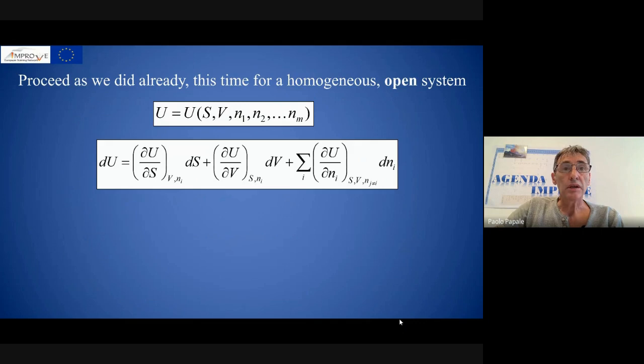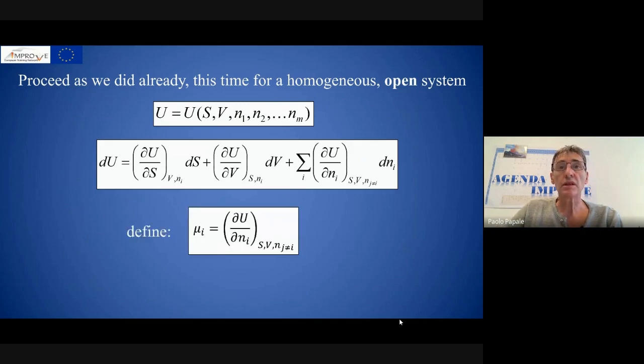Now, here is what the chemical potential really is. We simply define the chemical potential of each component in the mixture as the partial derivative of the internal energy with respect to the number of moles of each component at constant entropy, volume, and number of moles of all other components. That is just a definition. Our decision to code such a quantity with a name, in this case, the chemical potential.